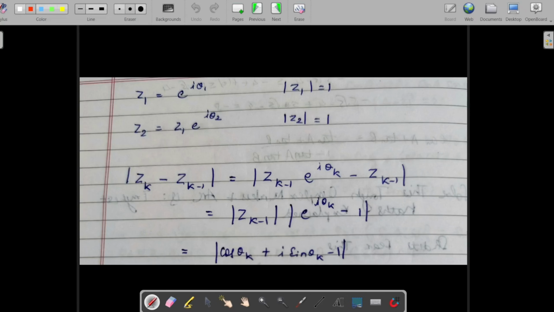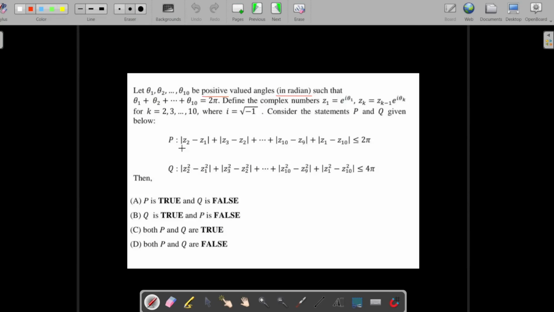So based on this, let us just find mod of zk minus zk minus 1. Because all of these terms are written in this form, the first 9 terms, and the last term is in a different form, or it is a little different from these terms. So we will have to calculate that differently.